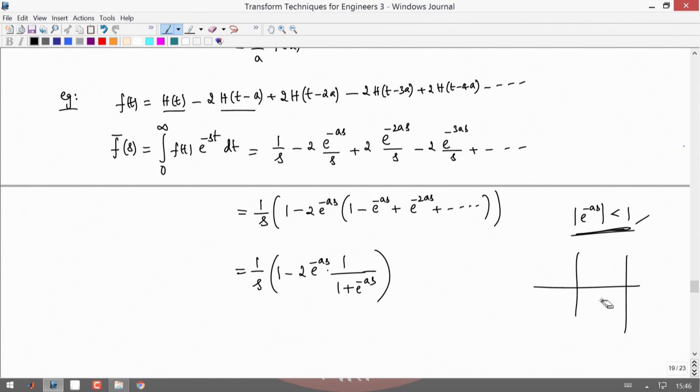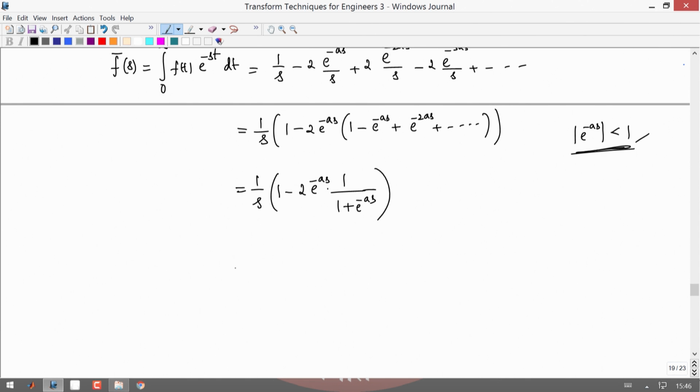So, if you simplify, this will become 1 by s times 1 minus e power minus as over 1 plus e power minus as. This is nothing but 1 by s times, you can represent this as e power minus as by 2 plus as by 2, and here also you can write as by 2 plus as by 2.